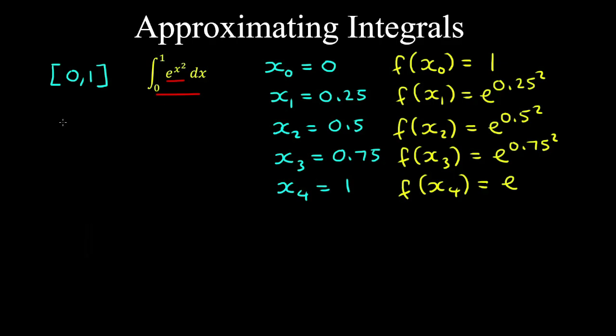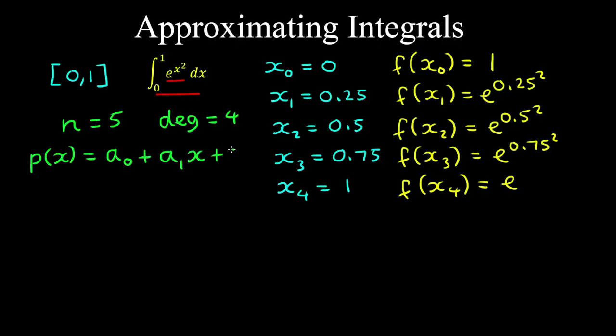So in this case, the number of points is 5. So the polynomial that we're looking for has a degree equal to 5 minus 1. So it's equal to a0 plus a1x plus a2x squared plus a3x cubed plus a4x to the 4.